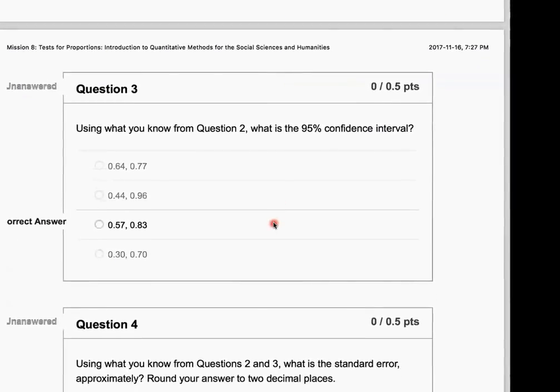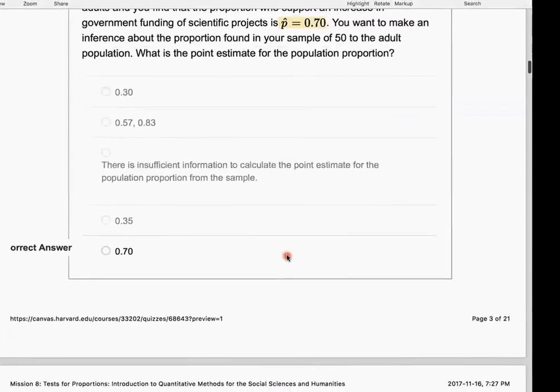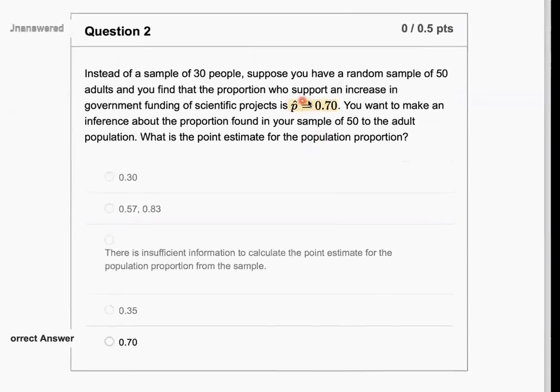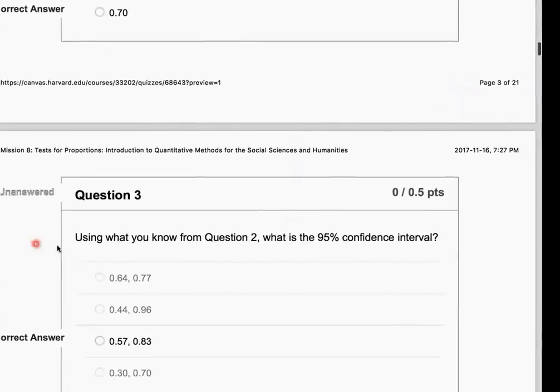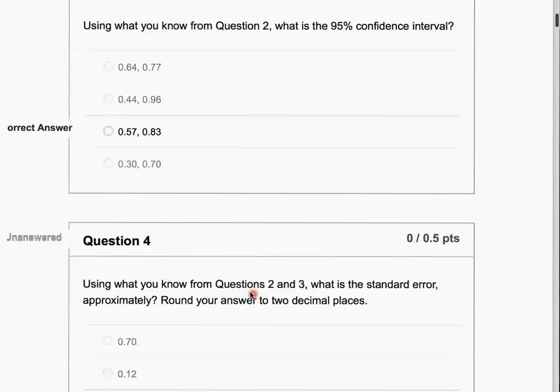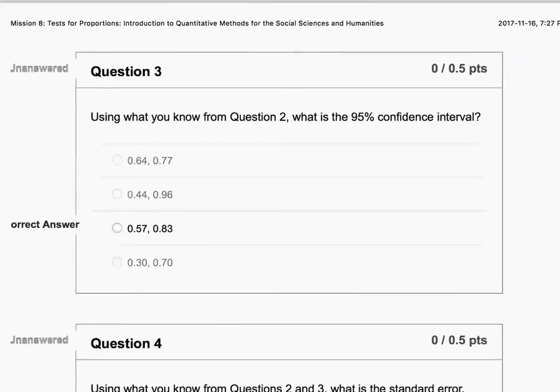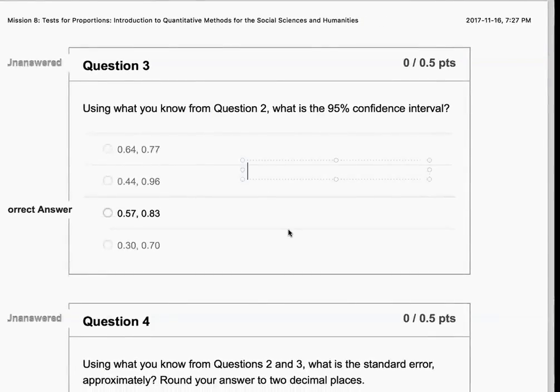Now we ask, using what you know from question 2, i.e., given that we know what the sample size is and what p is estimated to be, what is a 95% confidence interval? And just keep in mind here that it looks like we don't have an answer written here, so I want to make sure that you know this.